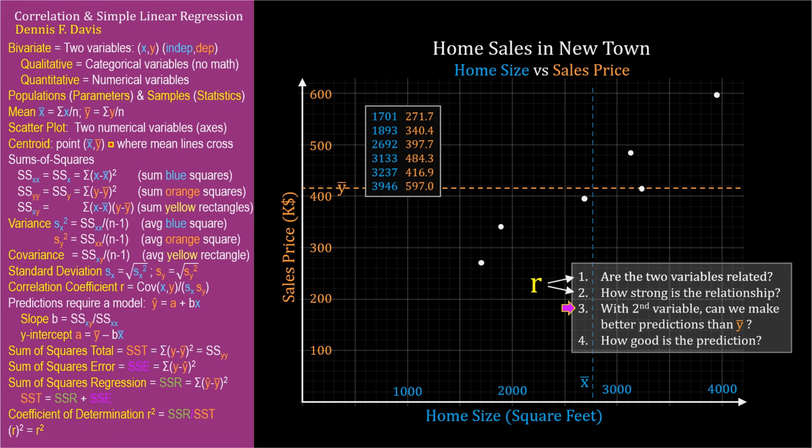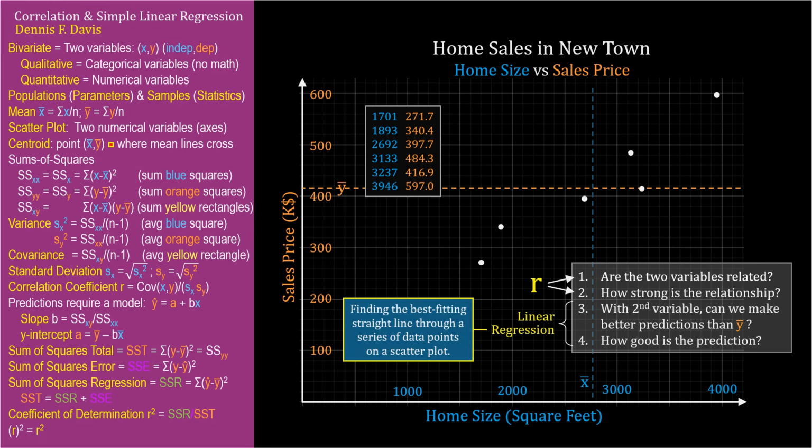Making predictions requires a mathematical model, and the model for data with a linear relationship is a straight line. With only one variable, our straight line was y-bar. But with two variables, we can have a trend line of some sort. We find the trend line using linear regression. Linear regression means finding the best fitting straight line through a series of data points on a scatter plot.